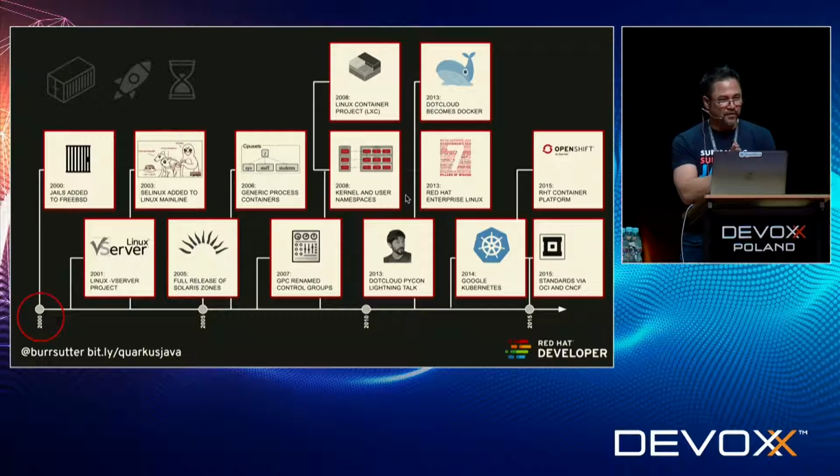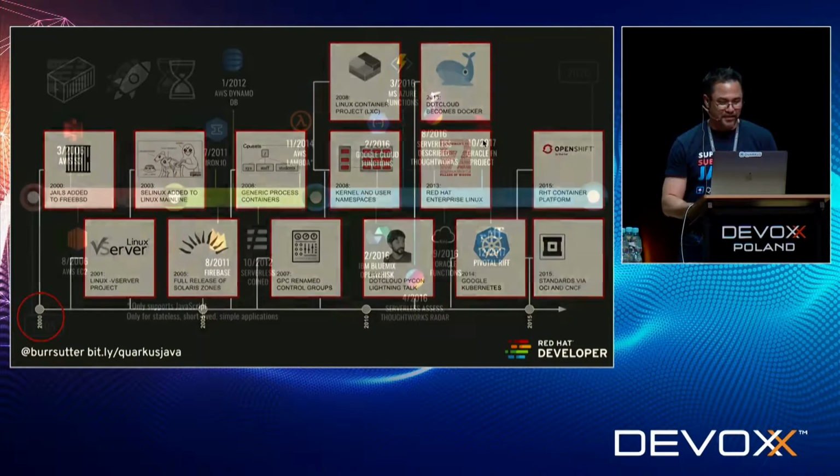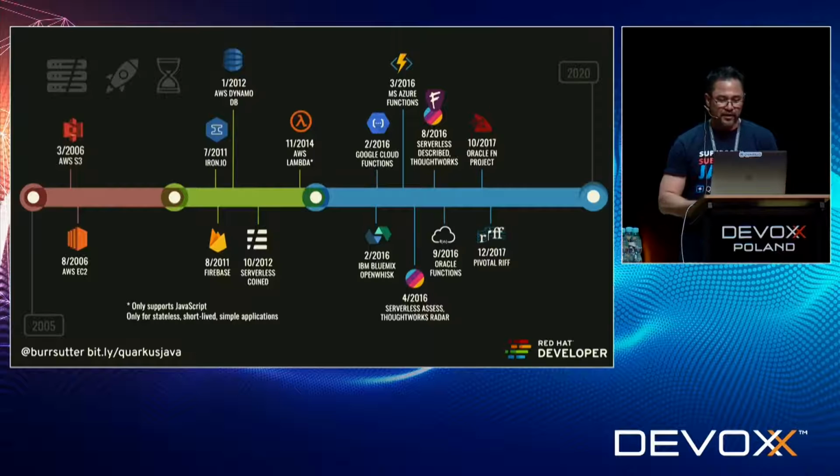And so Java, of course, was born long before that. And of course, we have this thing called Docker, and we have this thing called Kubernetes, and the rest is history at this point in time. Serverless has also been percolating for quite some time.